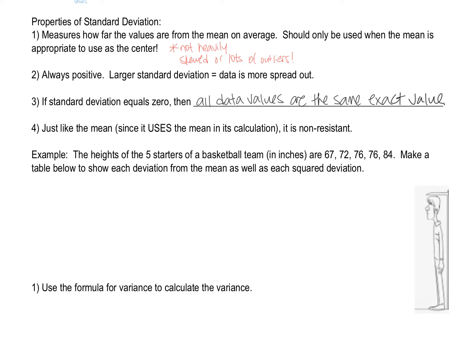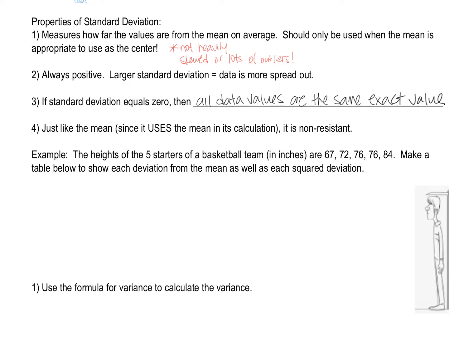That would mean every single person had the average score, all the exact same. Therefore, they are 0 points or percentage points away from the mean. For number 4, just like the mean, it is non-resistant. So those outliers, since the standard deviation is calculated using the mean, the outliers really affect the mean and also the standard deviation.